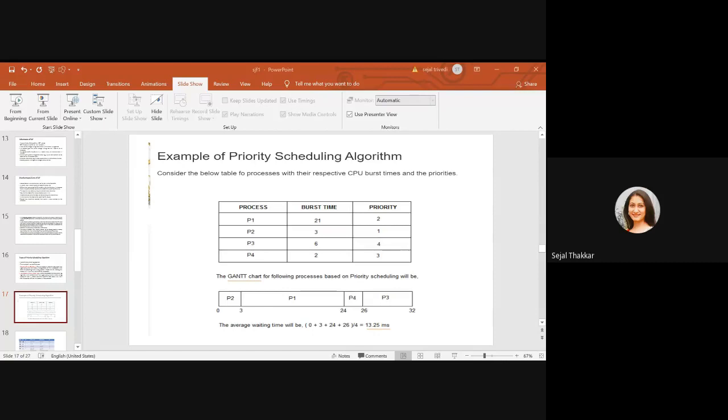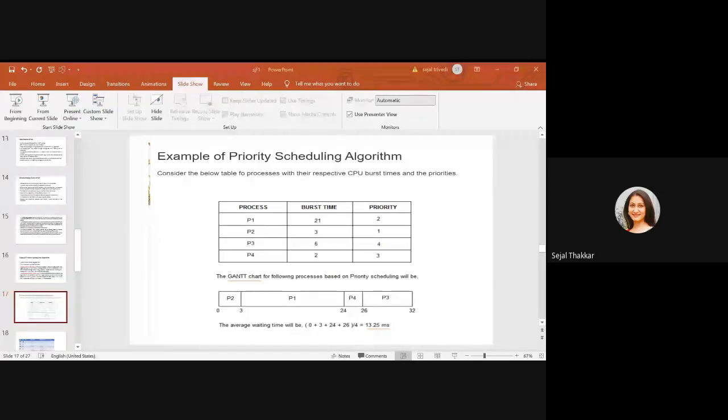So at 26 P4 is going to complete. You have to remove P4 from the queue. The last priority process is P3, which has 6 units of execution. P3 will start when P4 completes. At 26 P3 will start, so 26 plus 6 is equal to 32. So at 32, P3 will finish.